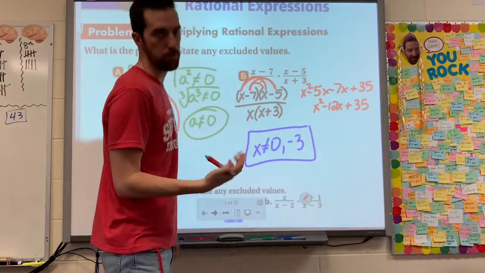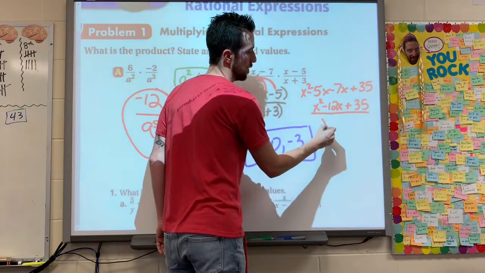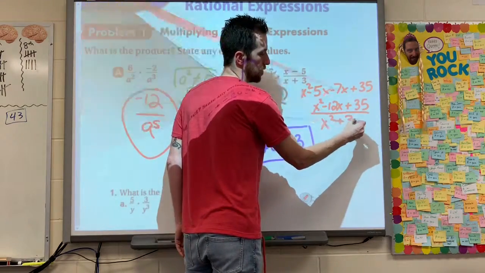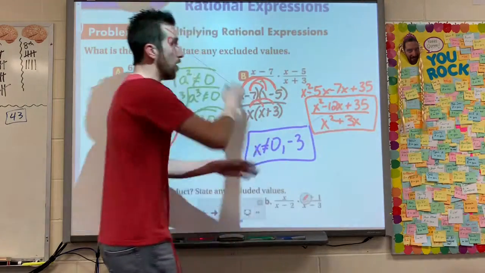And then we need to distribute in the denominator. X times x is x squared. And x times 3 is 3x. Nothing else to simplify there. Wow!